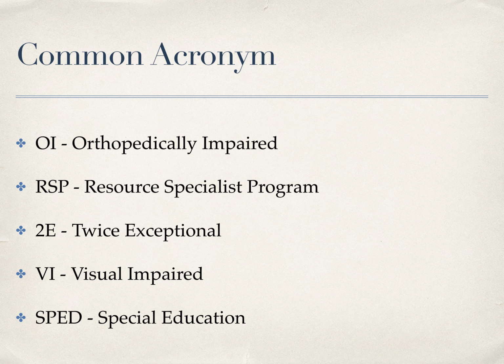2E, twice exceptional. These are students who have learning issues and are in the gifted and talented program. For example, a good candidate would be a high-functioning autistic student. VI is visual impairment. Those are for people with low vision or blindness. They are taught Braille, how to properly use a cane, and independent life skills. And then finally, SPED, which is the acronym for special education, that nifty program that provides services for 1 in 5 students.